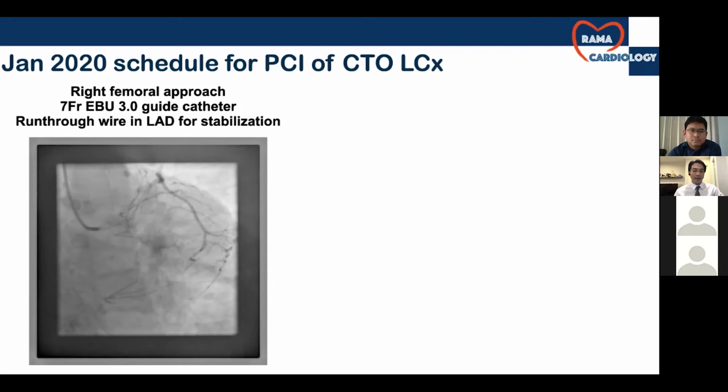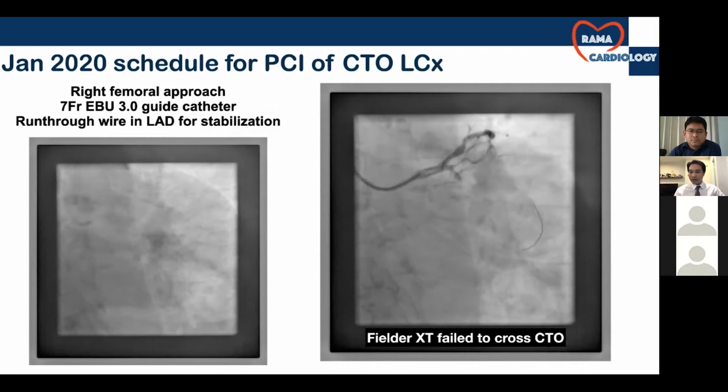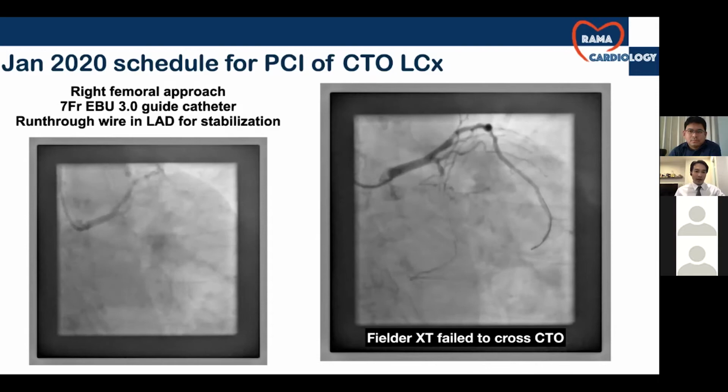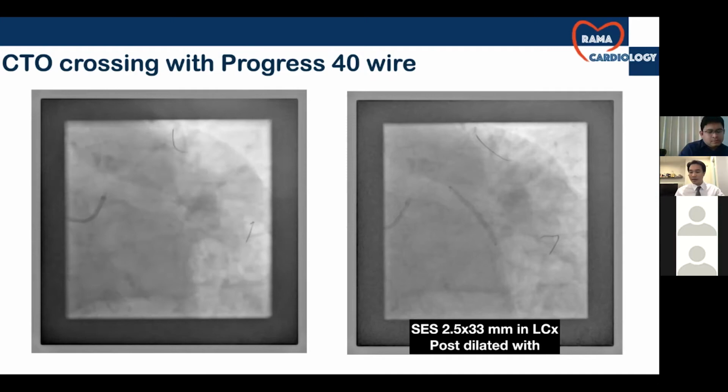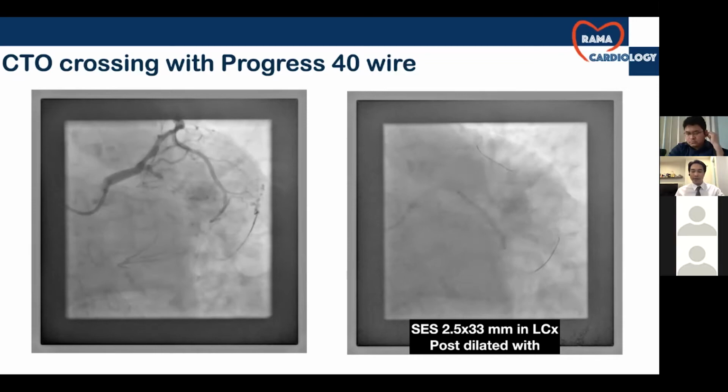He did the PCI using the right femoral approach with a 7-French EBU catheter. He could not cross the CTO with the first wire, but finally he could cross the CTO of the circumflex with a ProGate wire, and after that he put one stent, 2.5 by 33 millimeter, at the circumflex with post dilatation up to 2.5 with a high pressure balloon. This is the final angiogram of the circumflex.